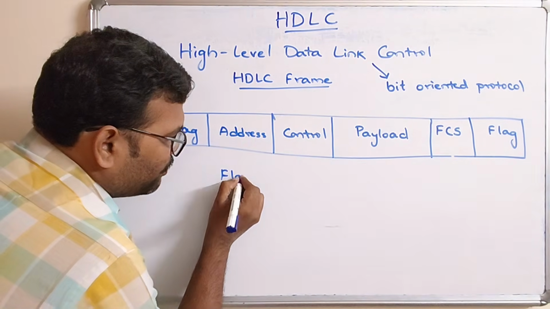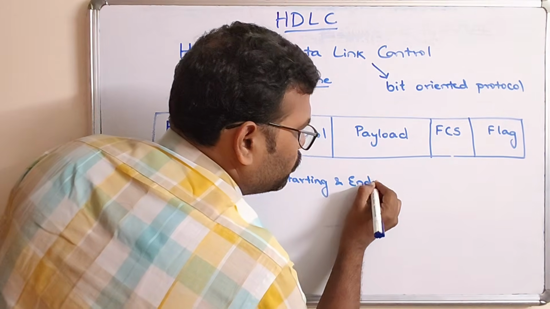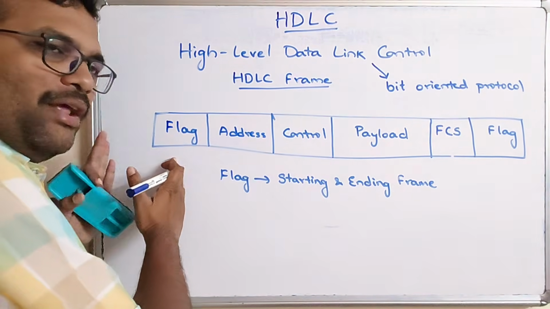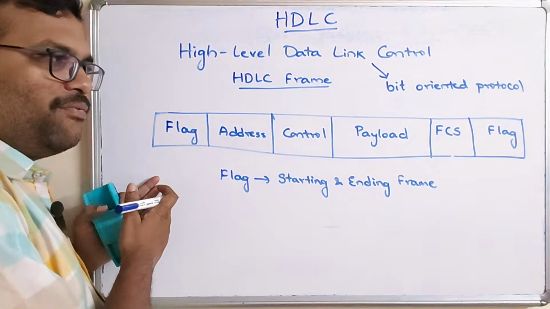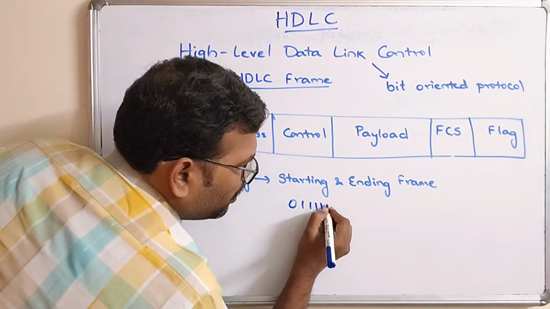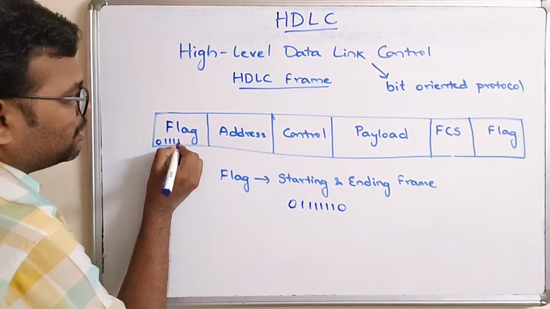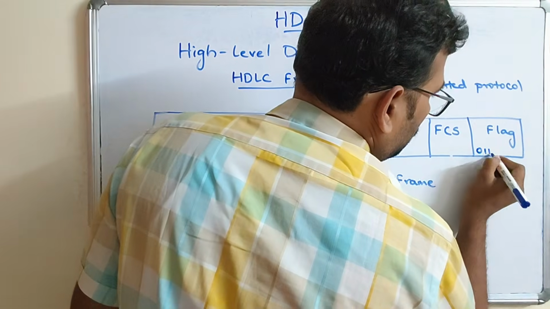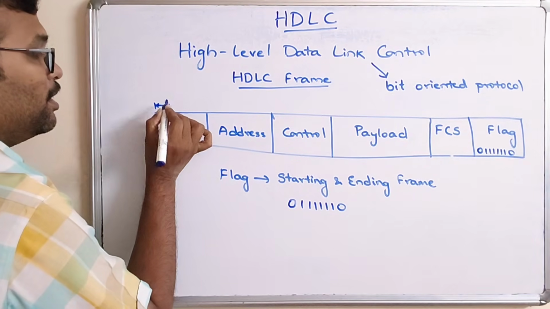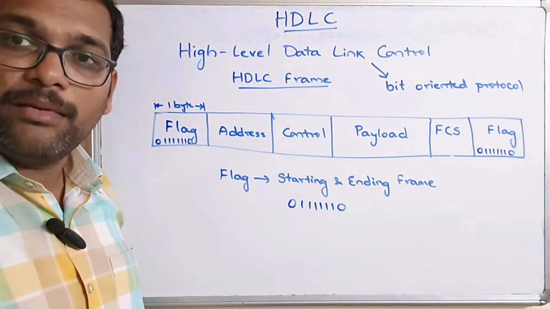Here the flag represents the starting and ending of a frame. In order to recognize the starting and ending of a frame, the complete frame will be added with a flag on the left-hand side and a flag on the right-hand side. So it begins with the flag and it ends with the flag. This is a fixed format: 0, followed by six ones, and 0. Here also 0, six ones, and 0. The length of the flag is 1 byte.